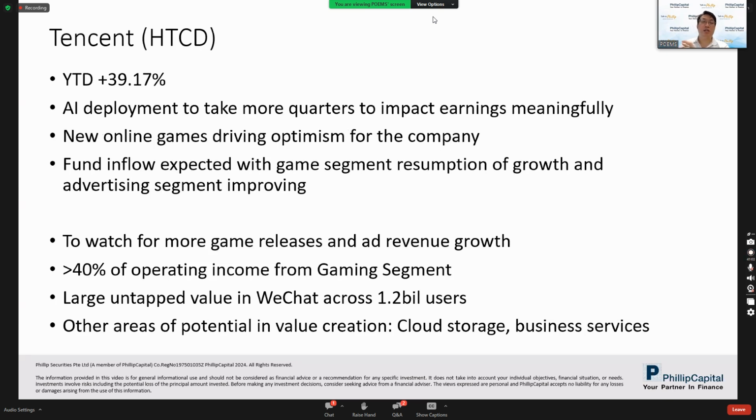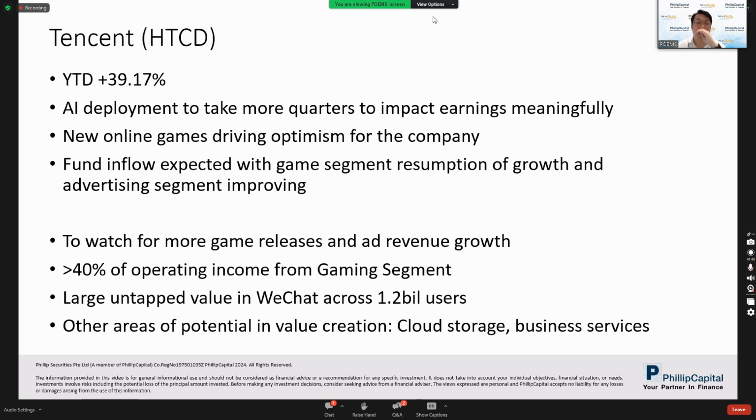So for the first one, the SDR that was mentioned, I think Tencent. One of them is actually Tencent, right? HTCD is the SDR ticker code on Singapore SGX, the listing. Currently Tencent is around plus 39% year to date as of yesterday. And for Tencent itself, their AI deployment will likely take more quarters to impact the earnings meaningfully. But it also shows that they have been investing very consistently into AI to see how it can help them be more efficient and more effective in terms of advertisement, and in terms of how they can utilize their network itself.